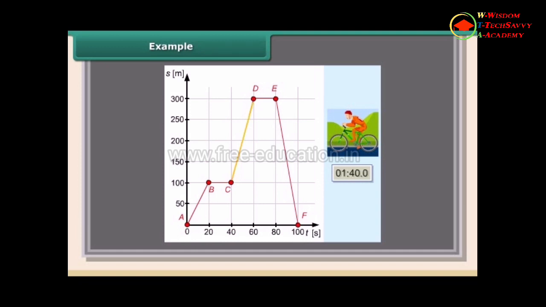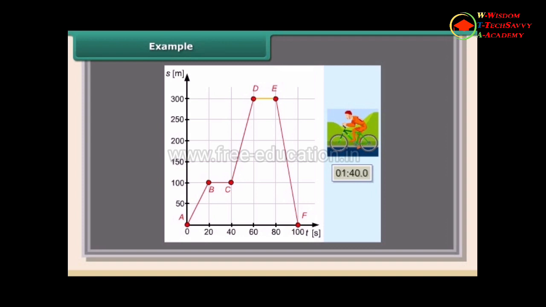From segment CD, we can see that the cyclist went on to move with a greater speed. In 20 seconds, he covered a distance of 200 meters, which means that he was traveling with a speed of 10 meters per second.